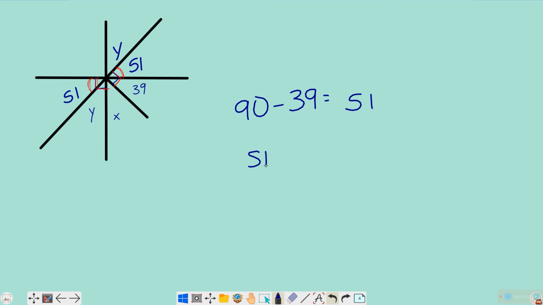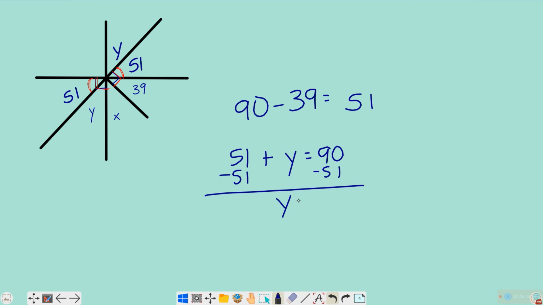But then we have 51 and y make a 90-degree angle. So 51 plus y equals 90. To solve for y, we can remove 51 from both sides. And y equals 39.